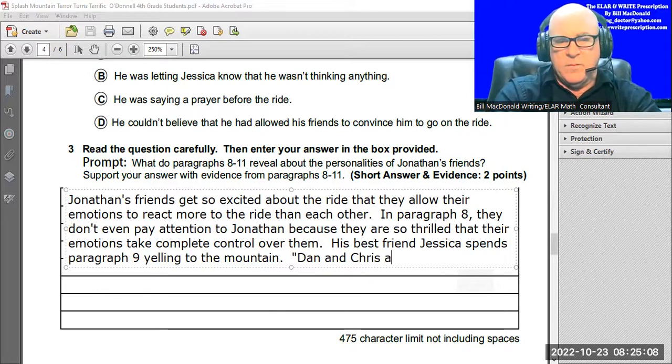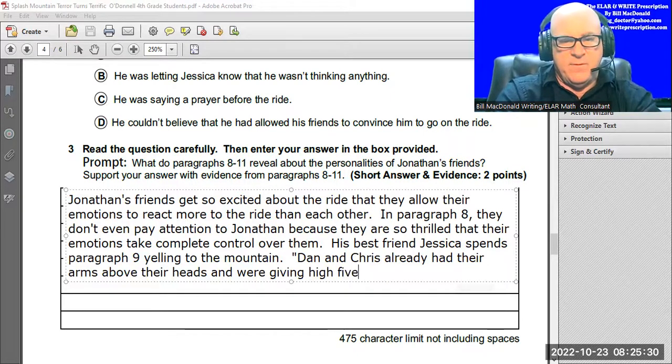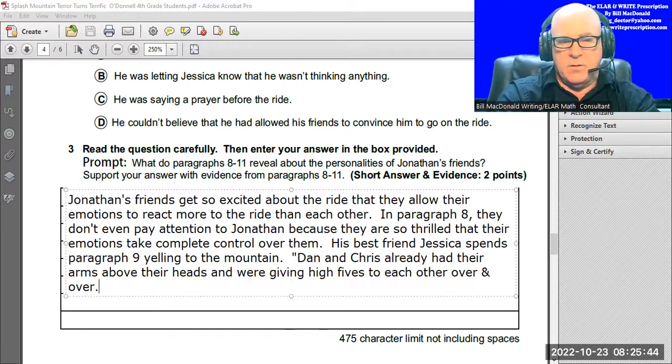The exact words. Already had their arms above their heads and were giving high fives to each other over and... that out just a little bit.